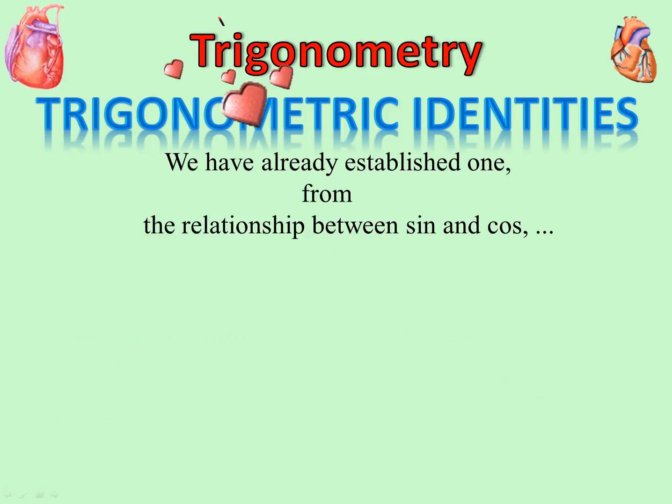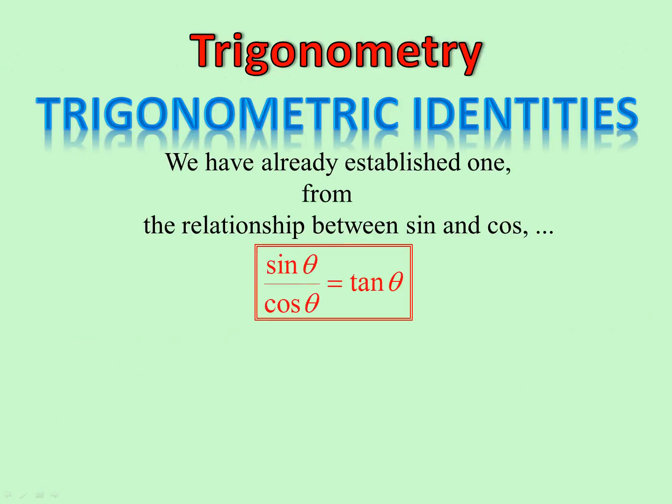So we already have one fundamental identity, and that is the one: sine over cos equals tan. We use that a lot in identities. In many of the cases where we see tan, we change to sine over cos.